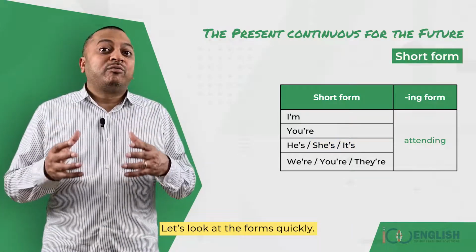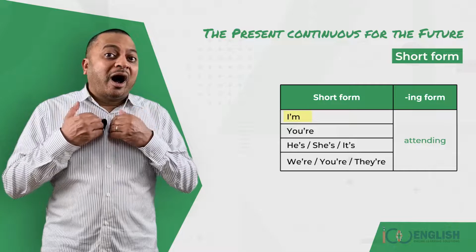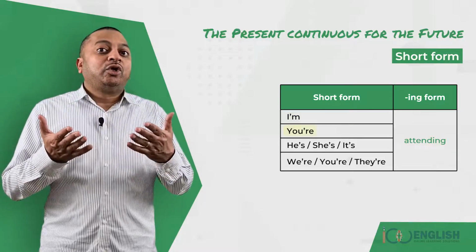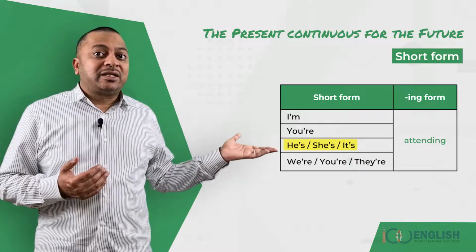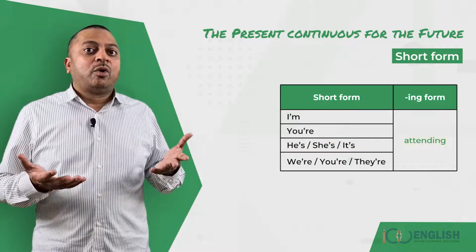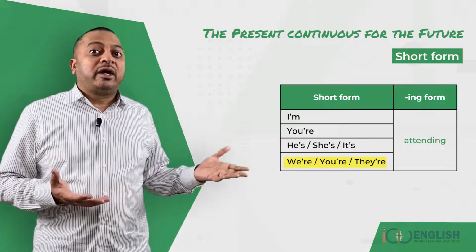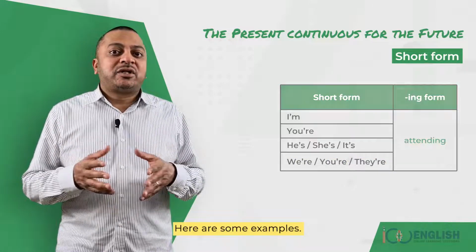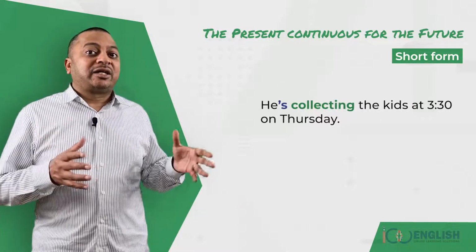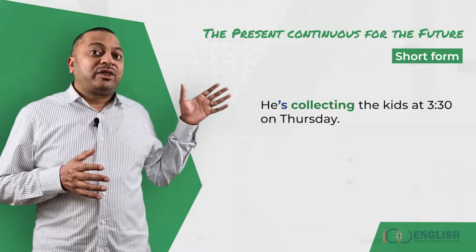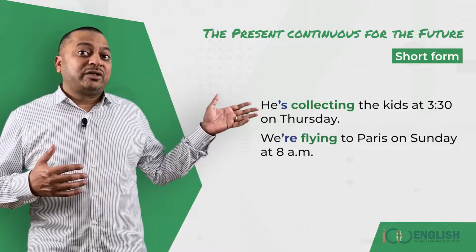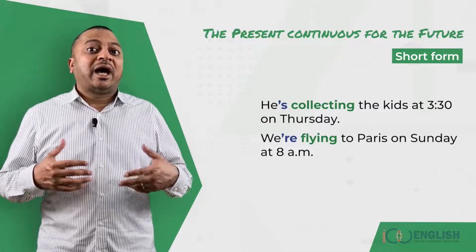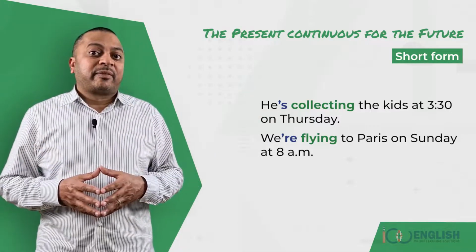Let's look at the forms quickly. I'm attending. You're attending. He's, she's, it's attending. We're, you're, they're attending. Here are some examples. He's collecting the kids at 3:30 on Thursday. We're flying to Paris on Sunday at 8 a.m.